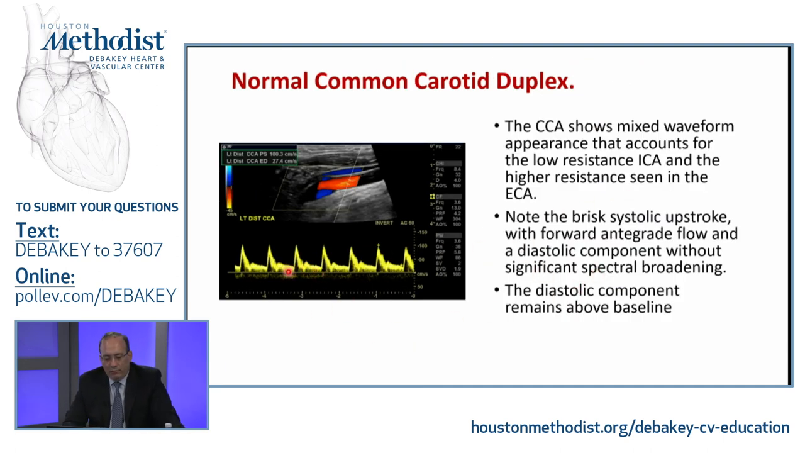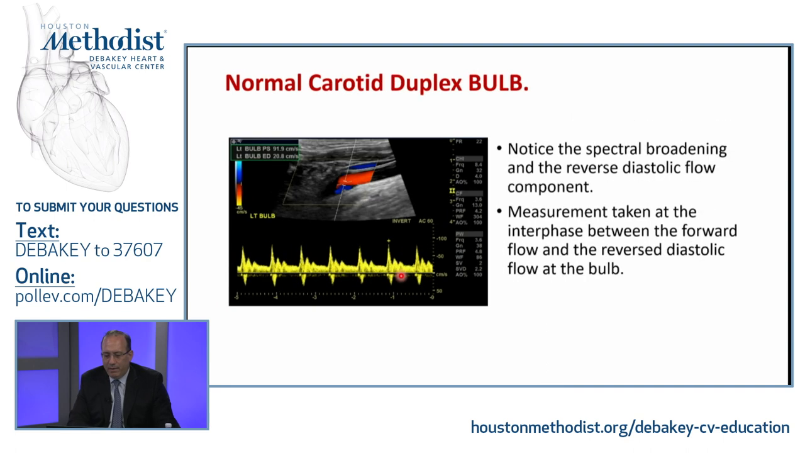This is a mixed waveform. It has components of high resistance and low resistance, almost like a blend. Why? Because it supplies the internal carotid artery, which is a low resistance bed that supplies the brain, and the external carotid artery, which is a high resistance bed that essentially supplies the neck, the upper part, and the face. What we see here is a brisk systolic upstroke, forward antegrade flow, and a diastolic component, and there's not a lot of spectral broadening here, okay? The diastolic component remains almost in its entirety above the baseline.